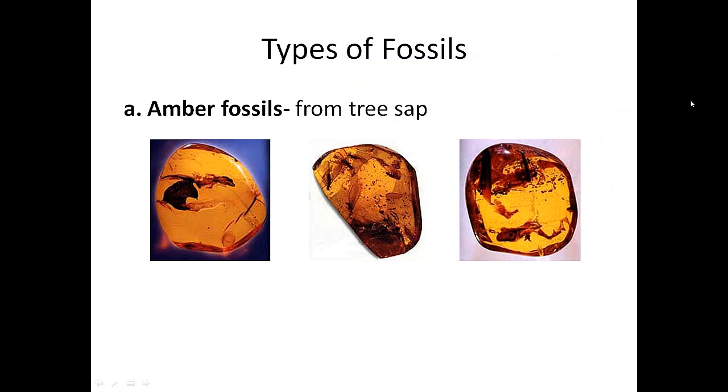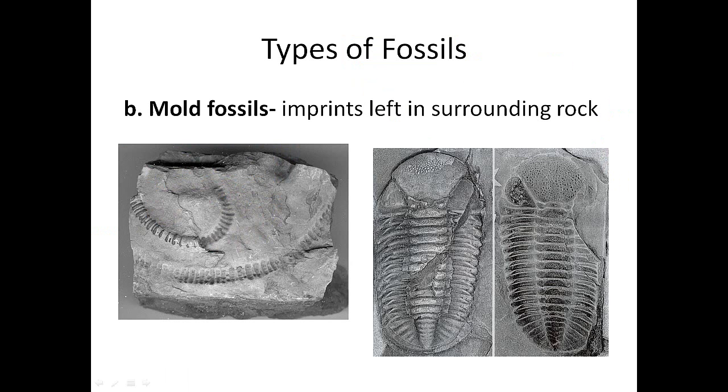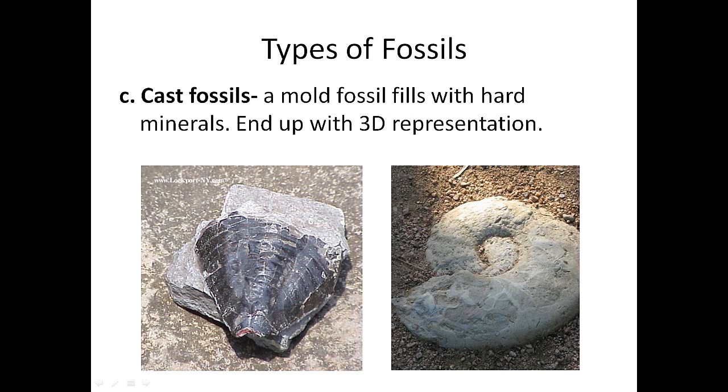We have different kinds of fossils. If you've ever seen Jurassic Park, there's amber there. So amber is tree sap, and then things can get stuck in the tree sap and be fossilized that way. Mold fossils are simply imprints. So on the right here we have a trilobite, which is the Wisconsin state fossil, in case you are wondering. Cast fossils are mold fossils, like we saw in the previous slide, that got filled with minerals, and so then you end up with this 3D representation of the organism.